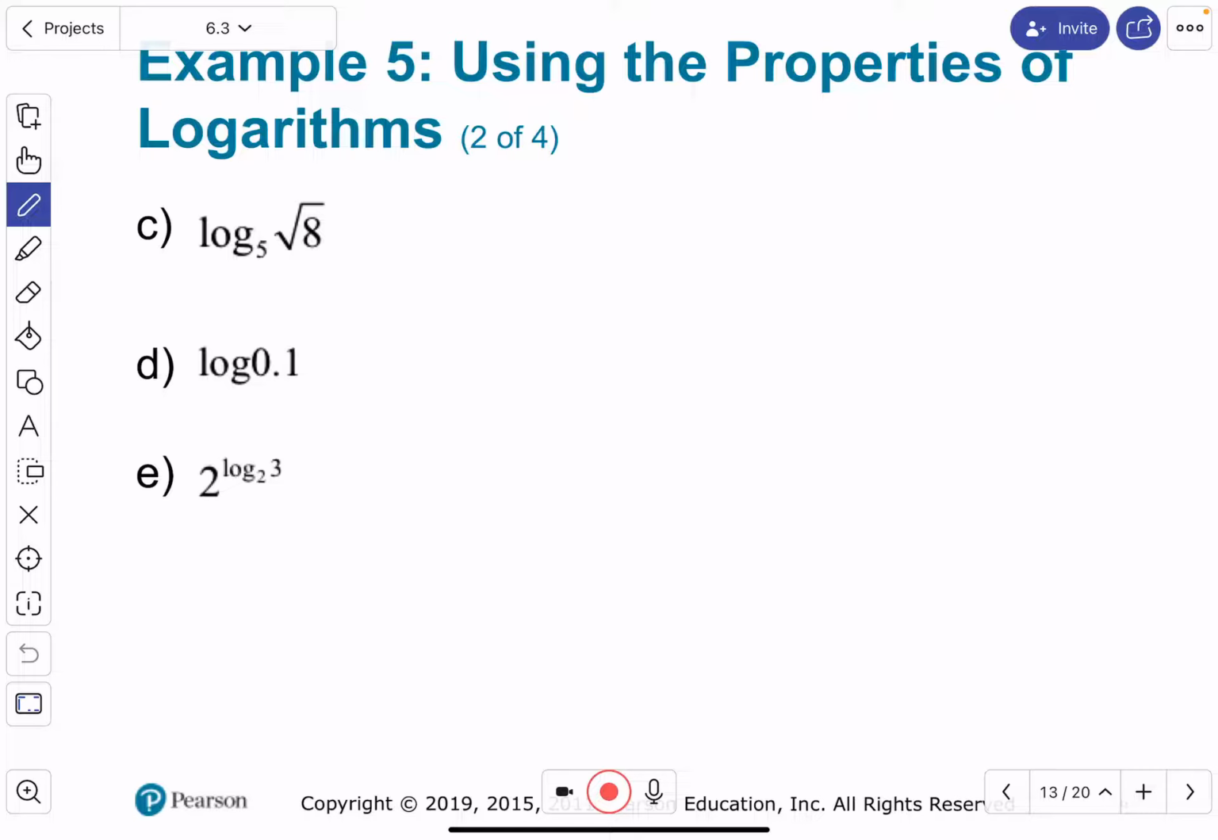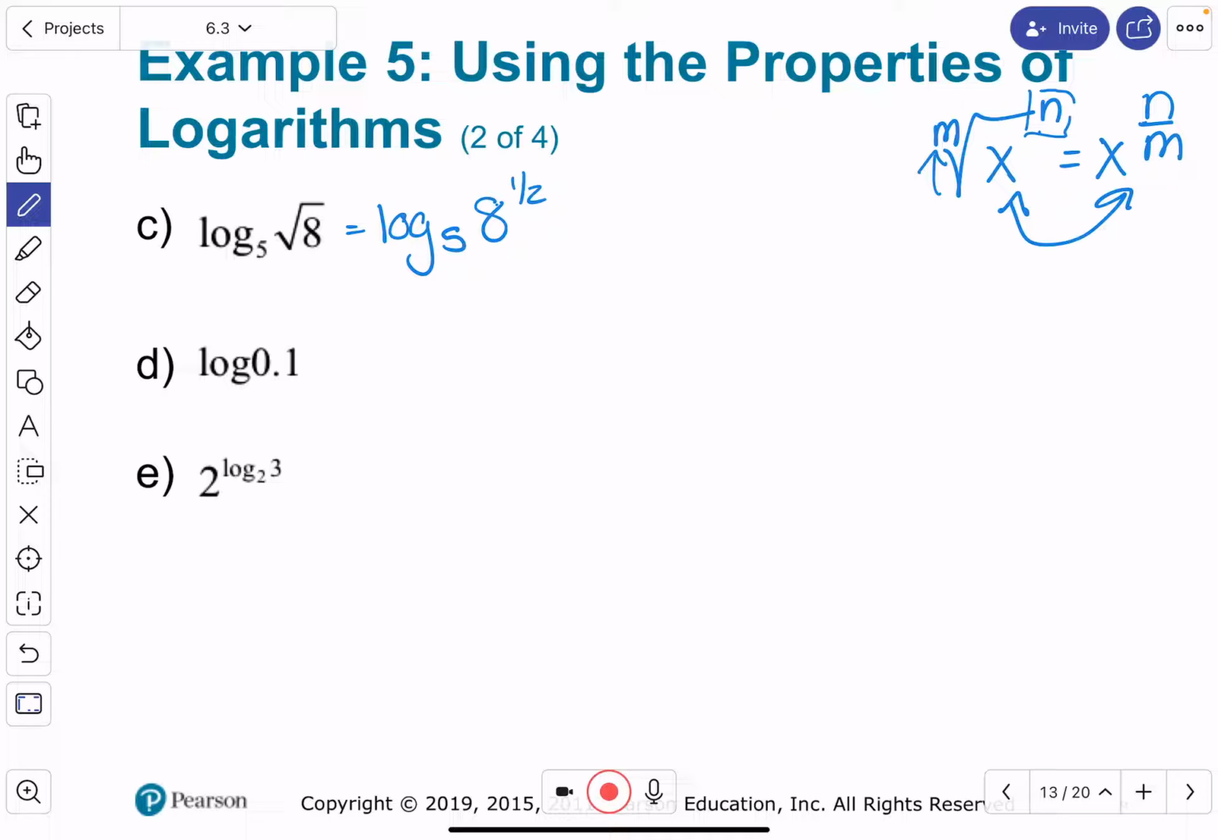Here, rewrite our square root. So if you remember, square roots become fractional exponents. The number over here becomes the numerator, and the index in front becomes the denominator. So you can always rewrite fractional exponents and radicals. So if we rewrote this, it would be log base 5 of 8 to the 1/2. Then we use the power rule to bring the 1/2 in front. So it's 1/2 log base 5 of 8.